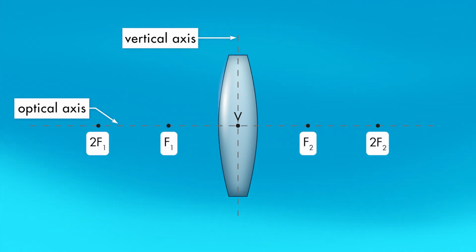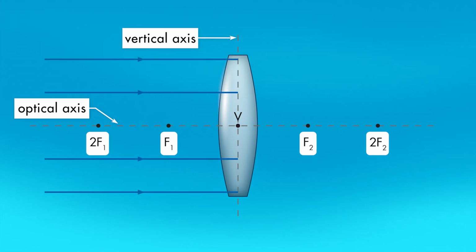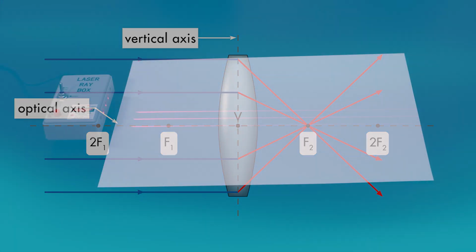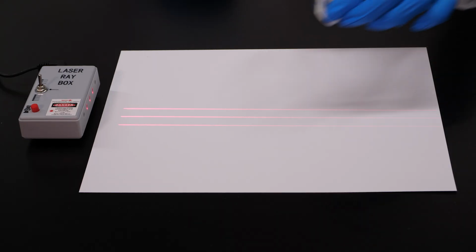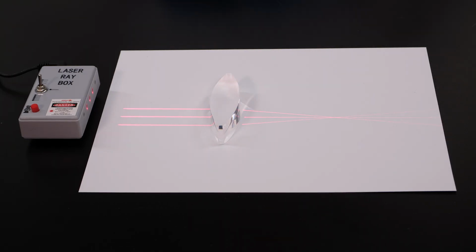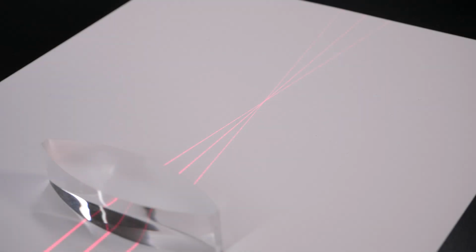A double-convex lens is also called a converging lens because incident rays of light parallel to the optical axis refract toward the optical axis and converge at the far focal point. We can see how a double-convex lens causes light waves to converge if we use a ray box with three parallel laser beams. The laser beams are directed into the lens. The beams converge at the far focal point.